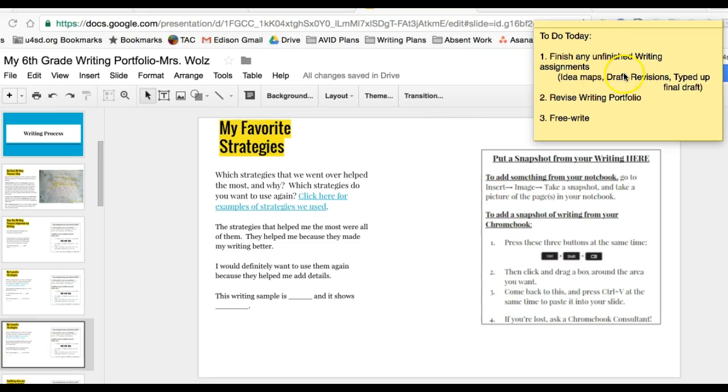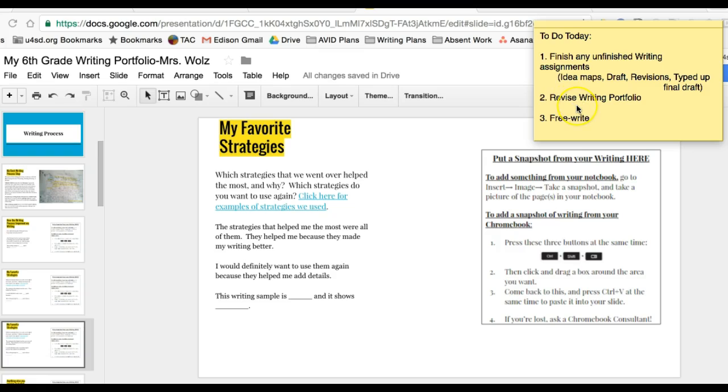1, finish any unfinished writing assignments you might have. So that's your 4 idea maps. There should be 10 ideas on each, your draft, your revisions, and then your typed up final draft. Okay? Think in your head right now if any of those you need to do still. Make a mental note to do those today, first thing once work time starts.